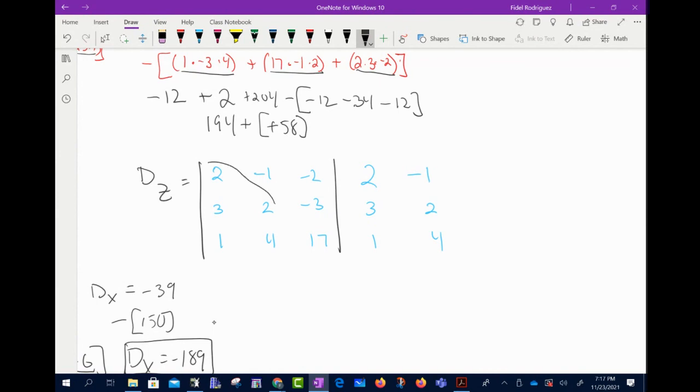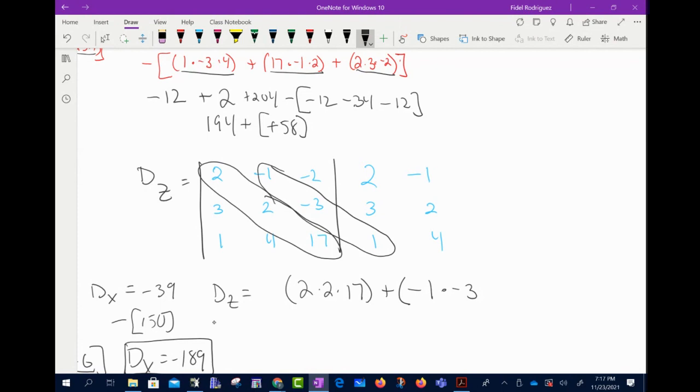Let's do it to it, because this is the last one we got to do. So this is again DZ. This is going to be 2 times 2 times 17 plus negative 1 times negative 3 times 1 plus negative 2 times 3 times 4.